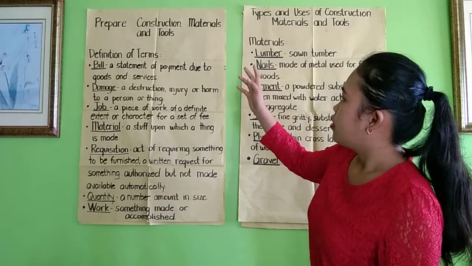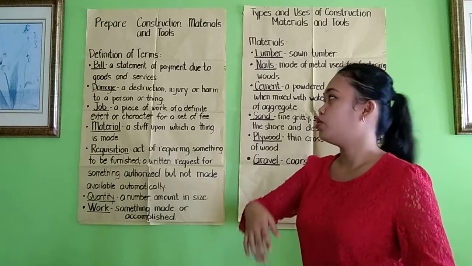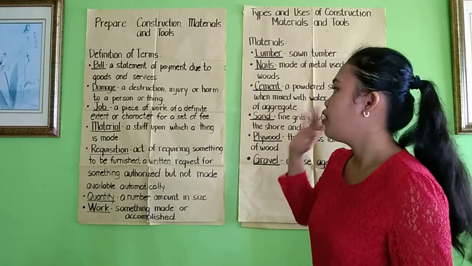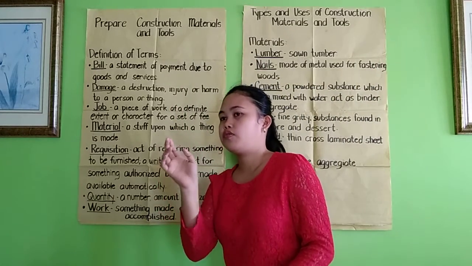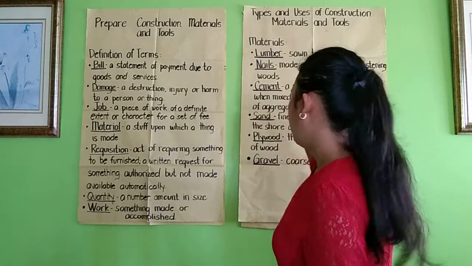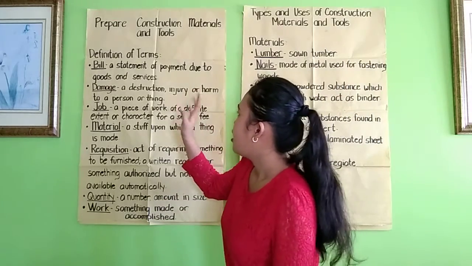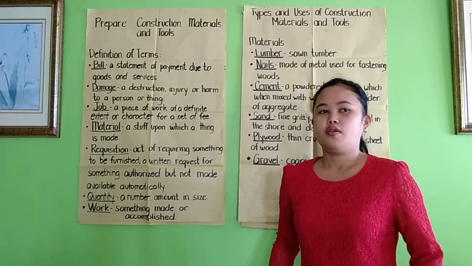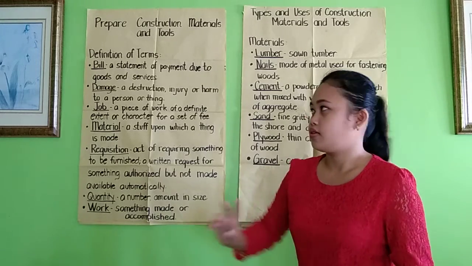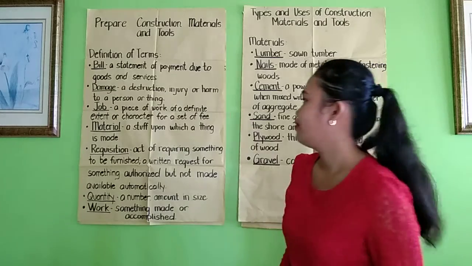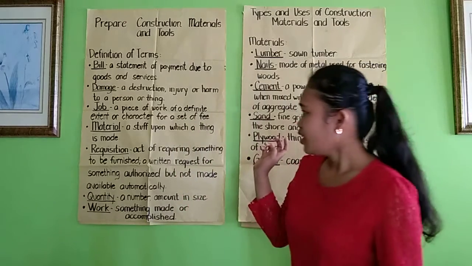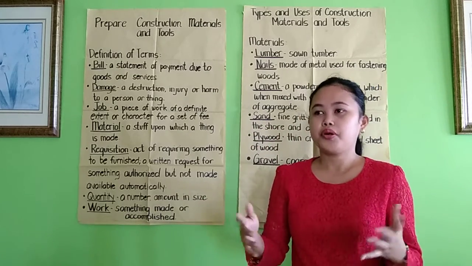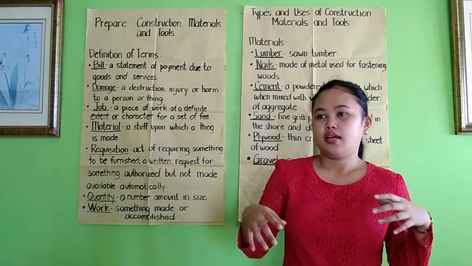I would like you to know the terms that will be used in our discussion. First, bill. You have to be familiar with bill because we are going to use that in the discussion. A bill is a statement of payment due for goods and services. If you're familiar with electric bill, water bill, those are examples of bills. Next is damage: a destruction, injury, or harm to a person or thing. So damage means broken.